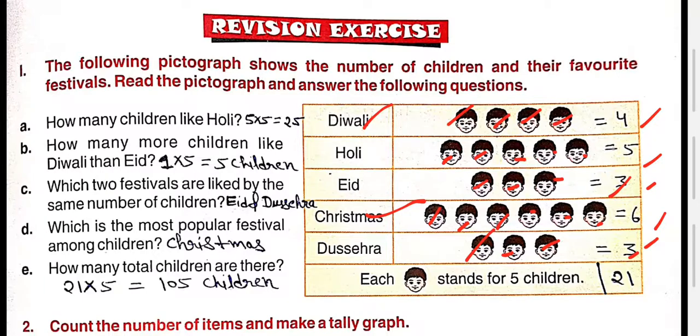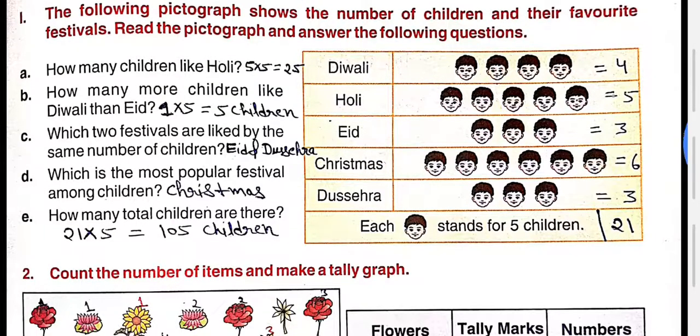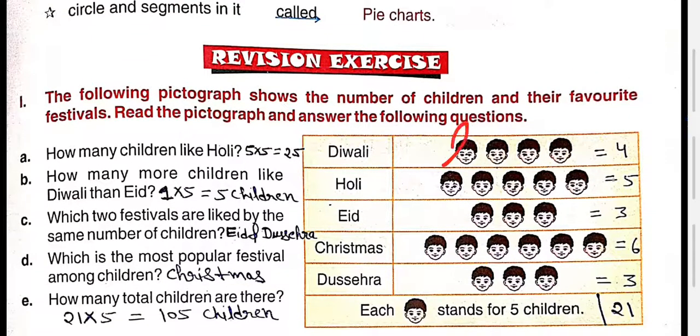In the lower side it is written that each symbol stands for 5 children. When this symbol shows 5 children, then how many children are there? 5 and 5 is 10, then 5 is 15 and 5 is 20. It means that is the total number of students who like Diwali. In short, you can write here 1 is equal to what? 5. So it says that each symbol stands for 5 children.